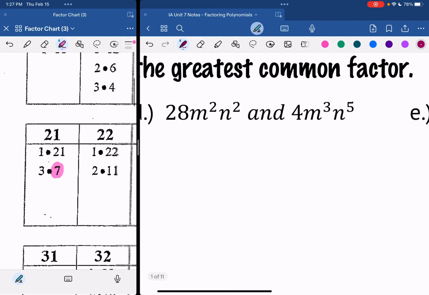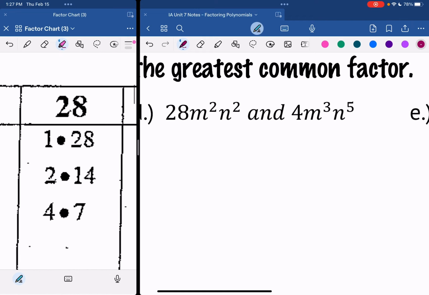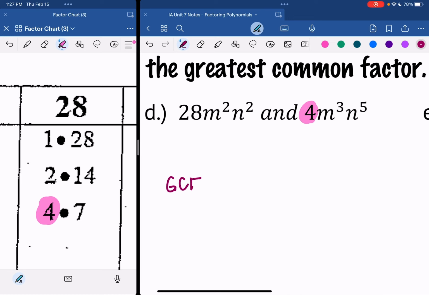Okay, 28 and 4. So let's go to 28. Here's our 28. 28 actually has a 4. So they both have 4, and our greatest common factor is 4. Now, if we look at our m's, we have a 2 and a 3. So the smallest is m squared. For our n's, we have a 2 and a 5, so the smallest is n squared. So we're going to say 4m squared n squared.